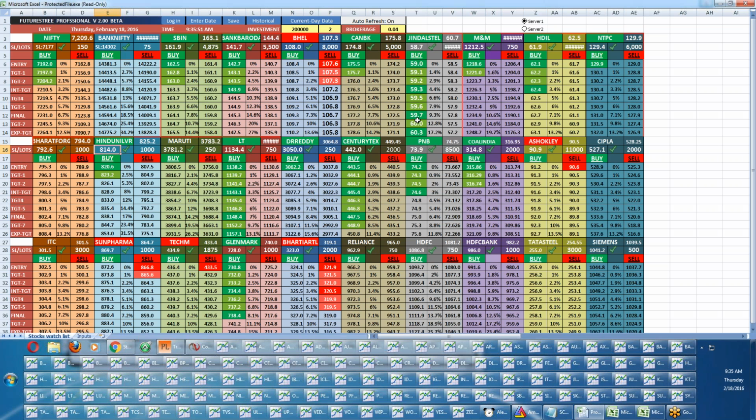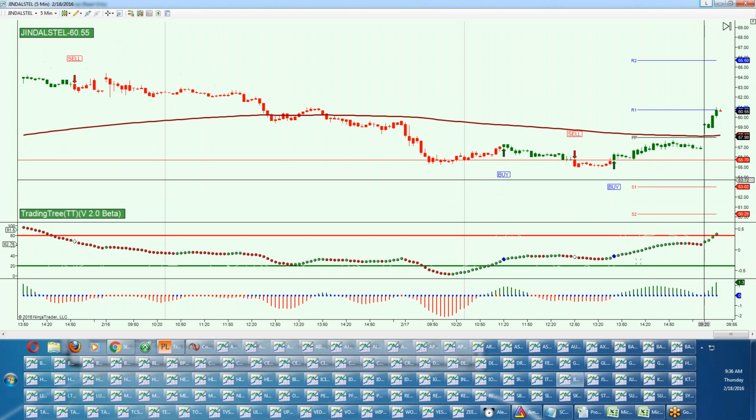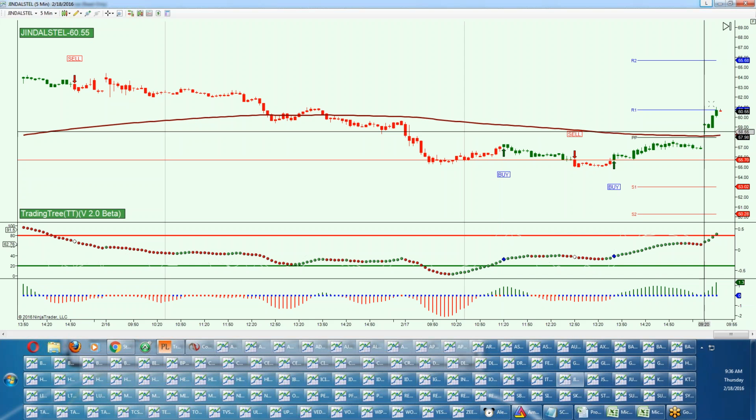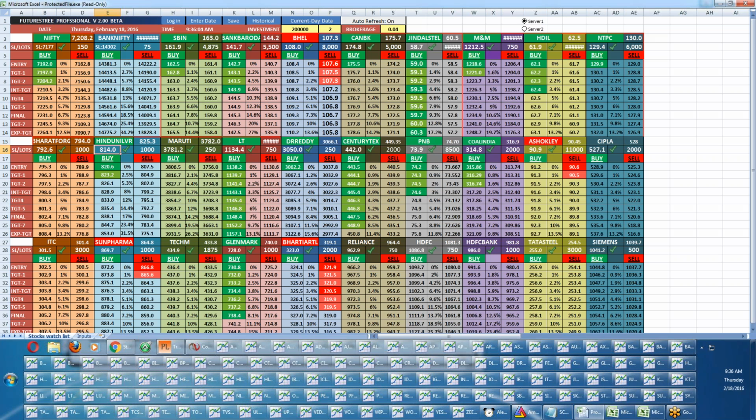So let me just pull Jindal Steel out. So it has done its R1. Once it does its targets, you can exit the trade or keep trailing your stop losses, so that you make some profit on each trade.